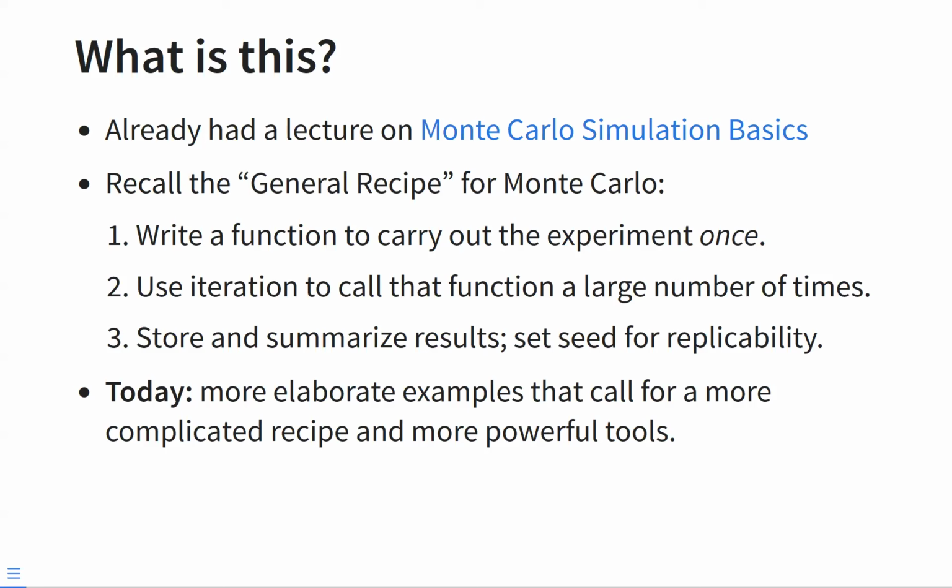We've already had a lecture on Monte Carlo simulation basics, from which you may recall the general recipe for Monte Carlo, which is first to write a function that carries out some kind of random experiment once, then to use iteration to call that function a large number of times, and then to store and summarize the results, making sure to set the seed for replicability.